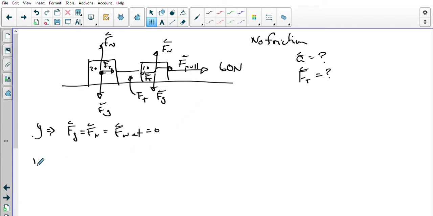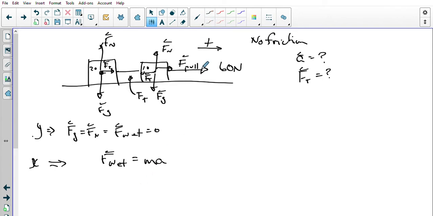But then we have to consider in the X direction. And so what we want to do is consider all of the forces that we can enumerate in the X direction. And we're going to set this direction to be positive towards the right. We do this because we know for Newton's second law, F net is equal to ma. The net force that's acting on this system is going to be equal to the total mass times the acceleration of the system.